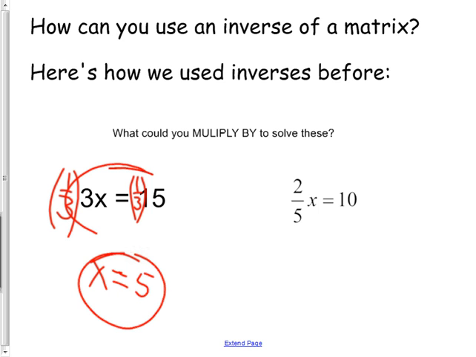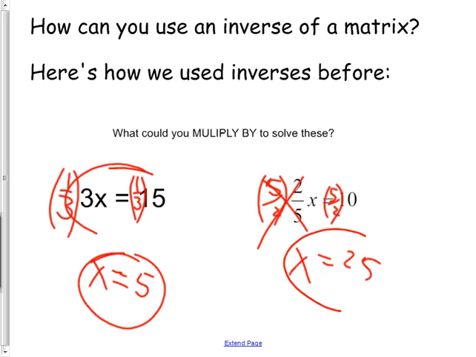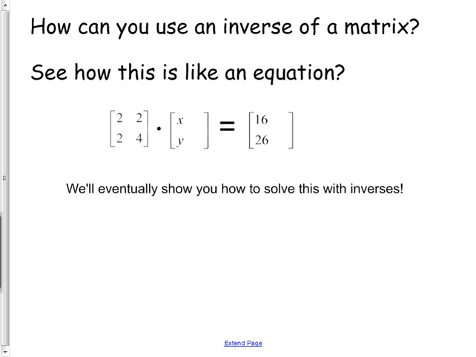What's the inverse of 2/5? 5 over 2. And if I put it in front, I better put it in front, only because when we do matrices, it's going to matter. This will cancel, x equals 5 times 10 is 50 divided by 2, which is 25, and there we go. You can use inverses to solve those, so you can use inverses to solve these.